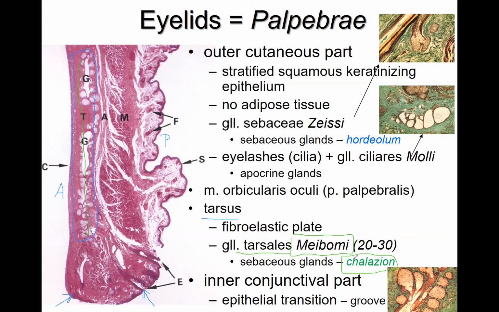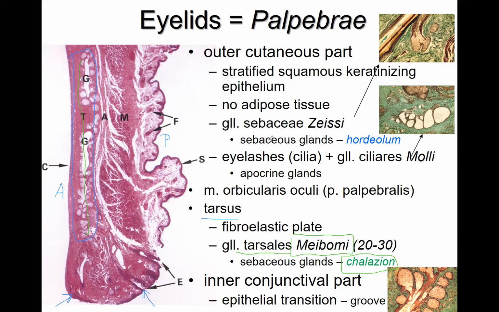So you can think, if you have acne on your face, then these are the blocked sebaceous glands on the face. But if it's on the eyelid, it's very painful, and it's also dangerous for the cornea, that you can scratch it. But we have more of these glands.